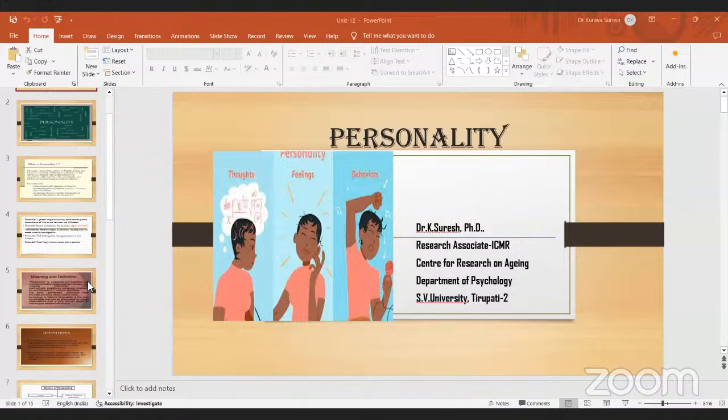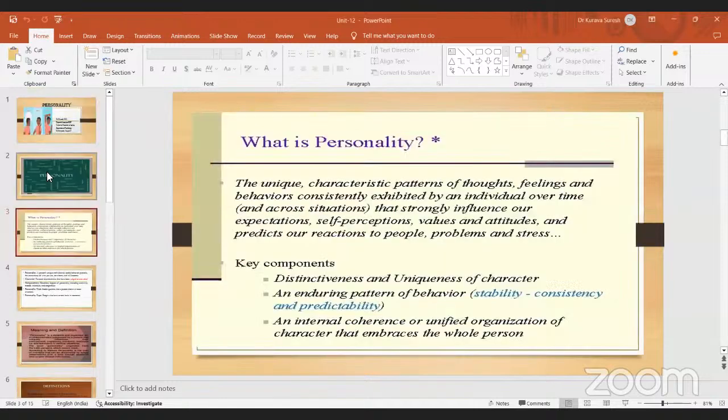Personality and personality type test. What is personality? The unique characteristics of thoughts, feelings, and behavior, consistent over time and across situations, that strongly influence our expectations, self-perception, values, and attitudes, and predict our reactions to people, problems, and stress.